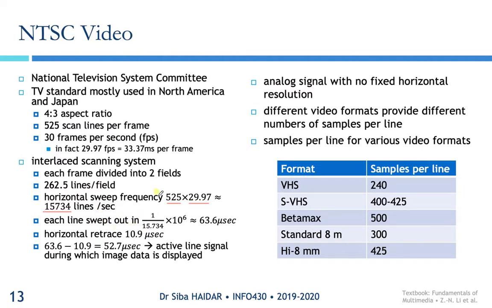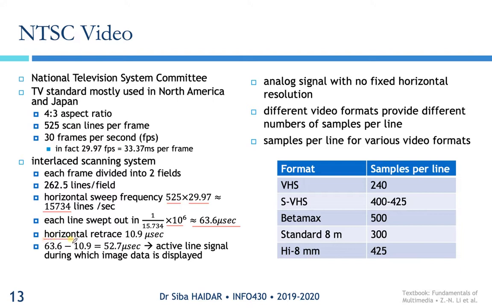It is 1 over 15,734, and in seconds it will have lots of zeros, so I will express it in microseconds. A microsecond is 10 to the power minus 6 seconds. So each line is swept out in 63.6 microseconds. And do you remember the horizontal retrace?